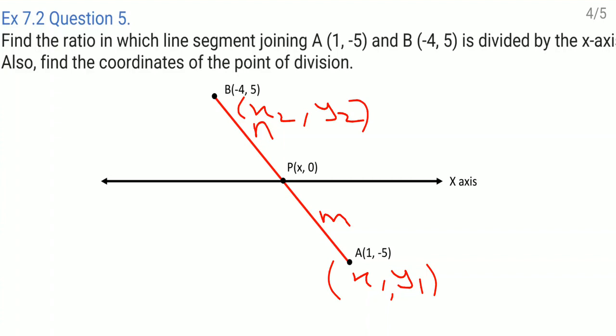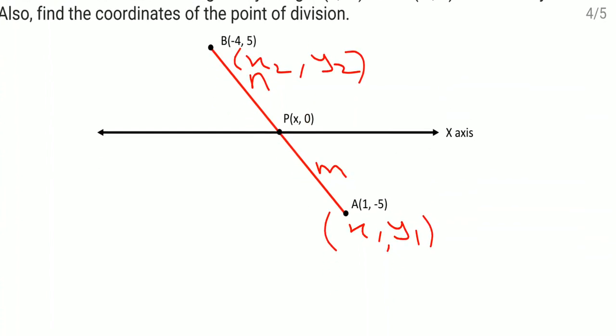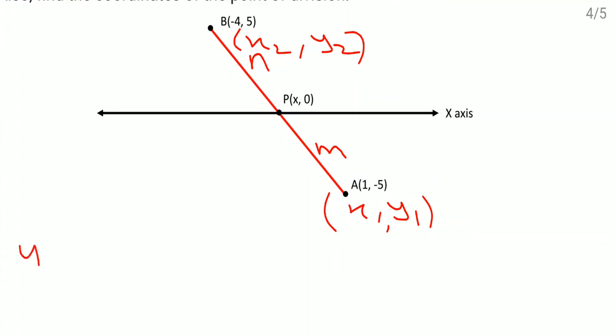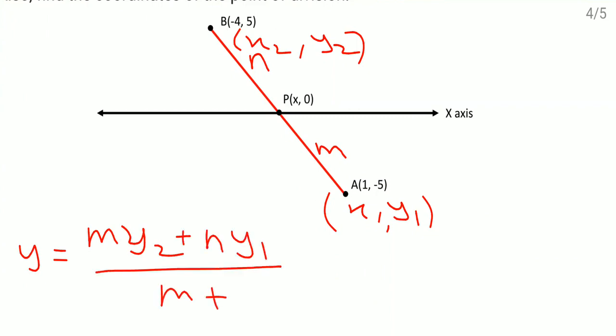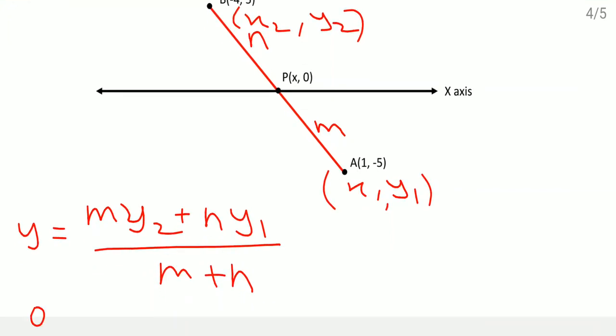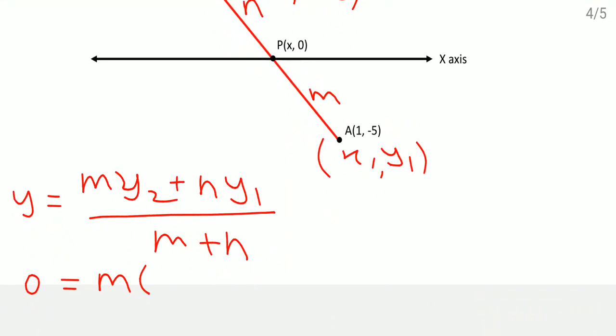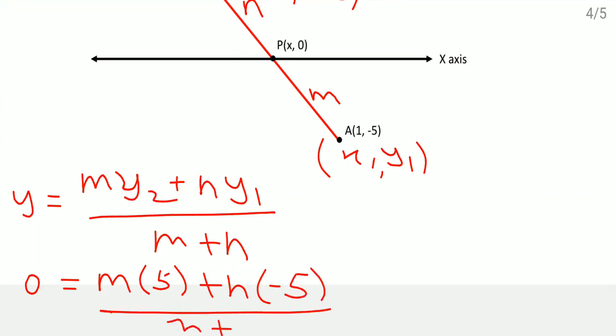Now just see here, the y coordinate is 0 for point P. So easily I can use the section formula for the y coordinate. So here I will write down the section formula for y. So y is equal to (m y2 plus n y1) divided by (m plus n). Now as y is 0, I will substitute y as 0. See here, 0 is equal to m times the value of y2, which is 5, plus n times y1, which is minus 5, divided by m plus n.